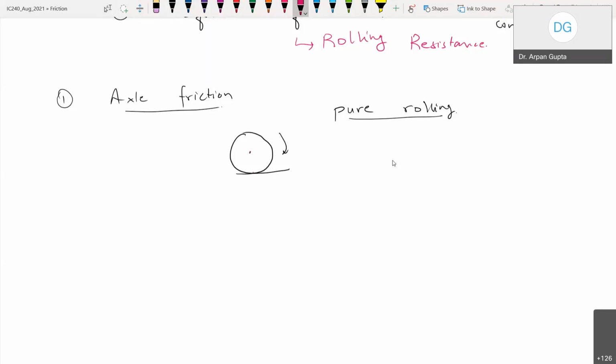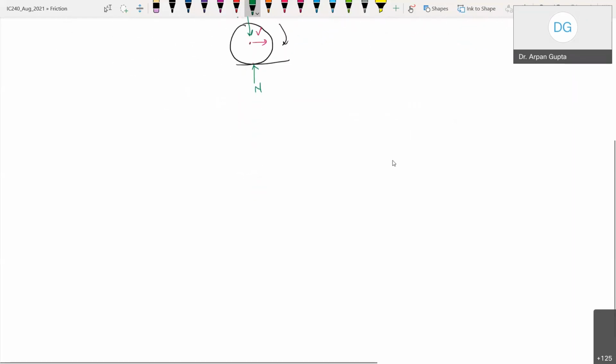If it's a very nice straight ground and I have the condition V equal to omega R, then we say it's pure rolling. In case of pure rolling, we know that there is no friction that is going to act. So if there is a load W, there will be a normal reaction N, and that is the end of the story. If the ground is fine and pure rolling is taking place, that is the case.